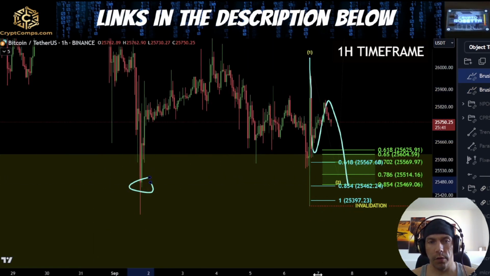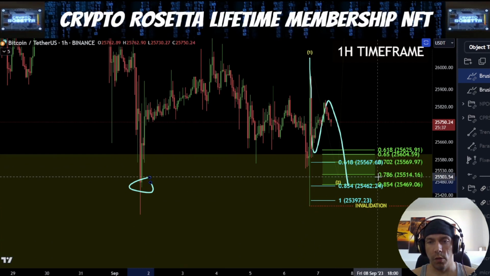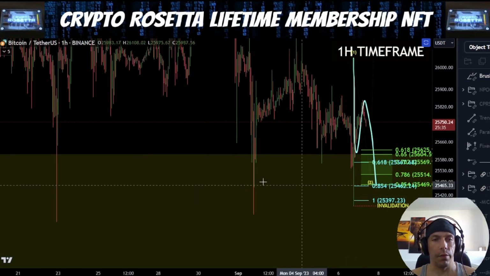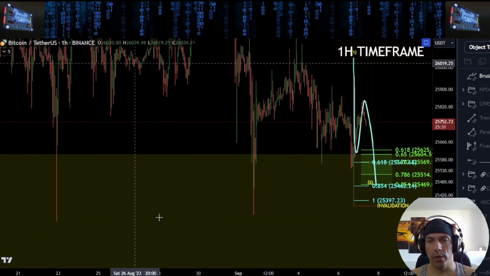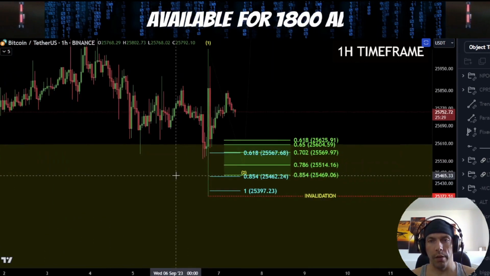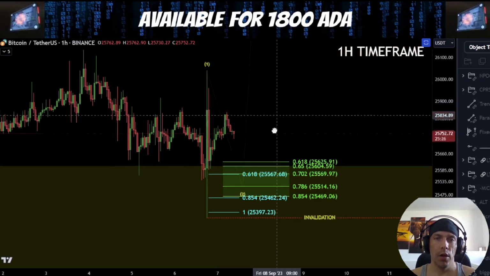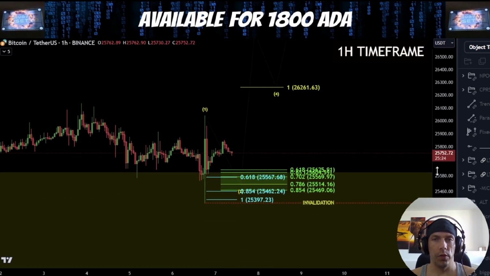So if we see price drop back down into this level, it would be quite interesting, because we do have this little area sitting between the 0.786 and the 0.854, and this would also be looking to bring us back down into some of these wicks. So it will be quite interesting to see how we react if we do see price move back down here. We could then see a swift reversal to the upside.